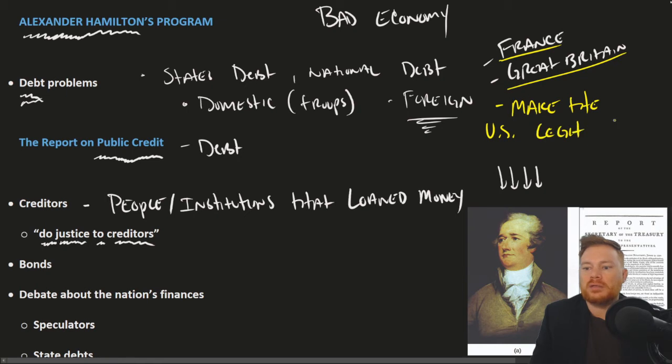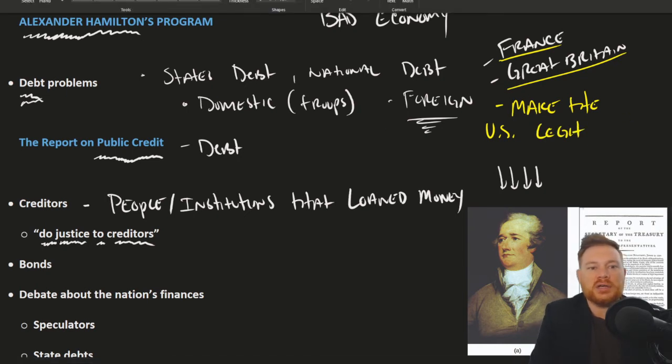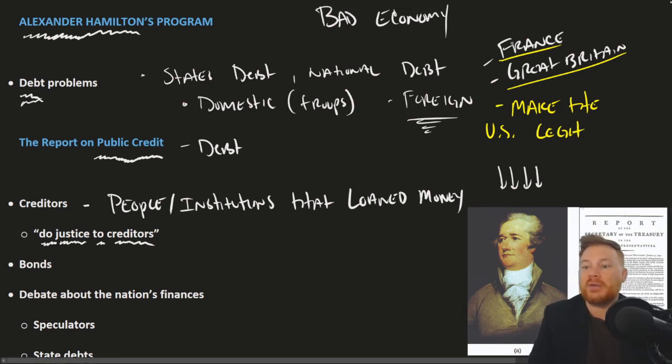Legitimate, right? Make it legit. And as long as the United States can pay back its foreign debt, pay it back to powerful countries like France and Great Britain, they'll recognize the United States as a legit nation. Whereas if the U.S. didn't pay back its foreign debt first, those nations aren't going to look at the United States as a legitimate nation.